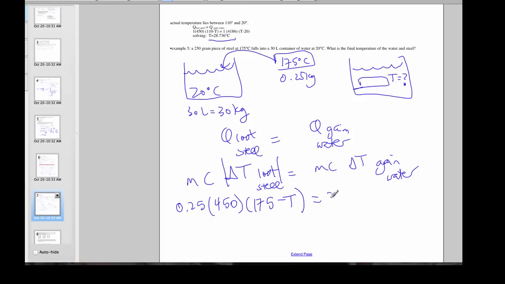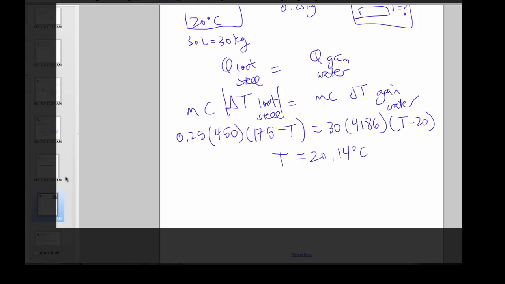On the water side, it's 30 kilograms, 4186 joules per kilogram per degree. The temperature change of the water, T is bigger than 20, so I do T minus 20. Solving this equation for T will give you the common final temperature. Now, it's a fairly straightforward linear equation. All right.